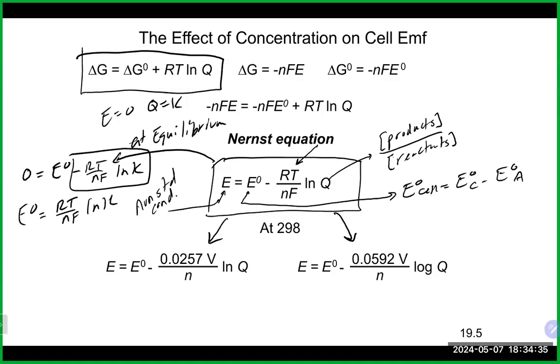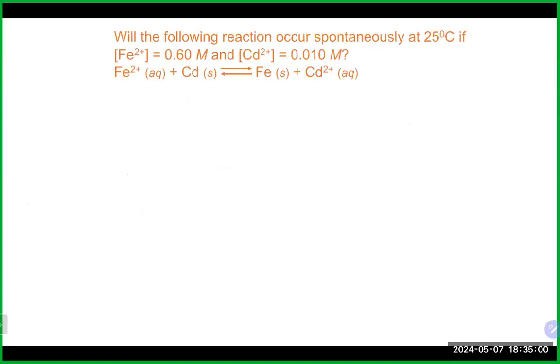All right, so we will use this under non-standard conditions, and we can potentially make a non-spontaneous cell reaction spontaneous, maybe by changing concentrations. You could change pressures, and that can have an effect on whether or not you will see the E of the cell get to a positive number. So let's take a look at one here. Here are the SRP values from the table. And will the following reaction occur spontaneously?